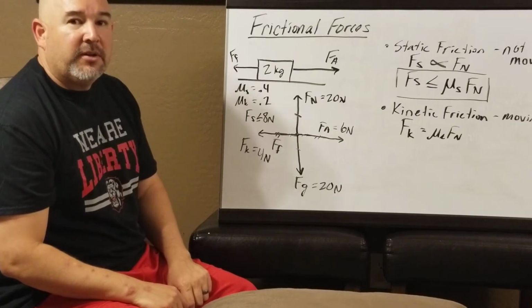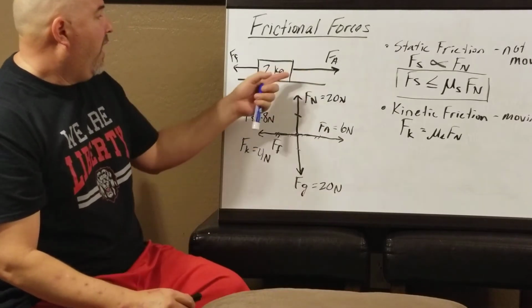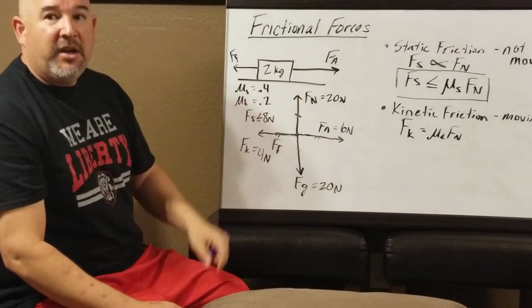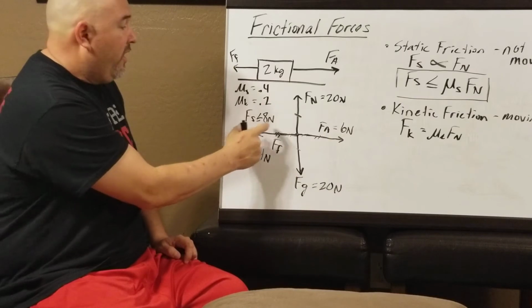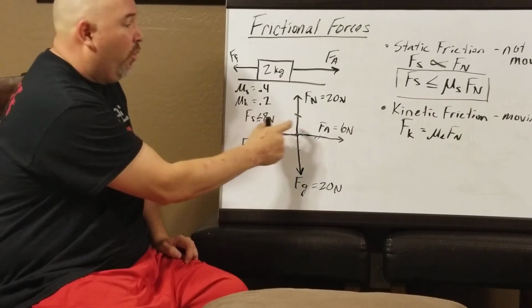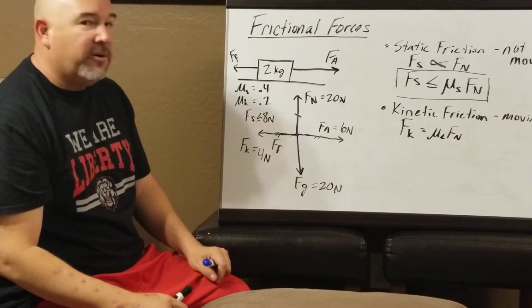Find the acceleration. Well, that's kind of a trick question, because if I pull this box that's stationary with a force of 6 newtons, then the force of static friction is big enough to withstand 6 newtons and the box wouldn't move. So my acceleration would be 0.